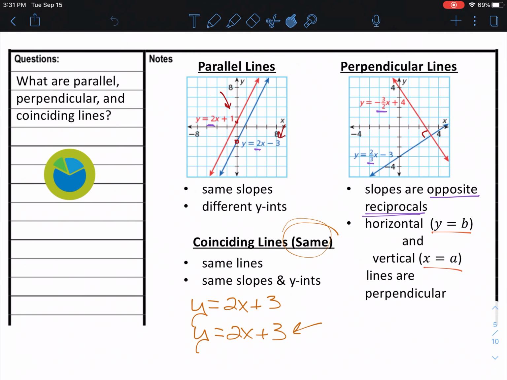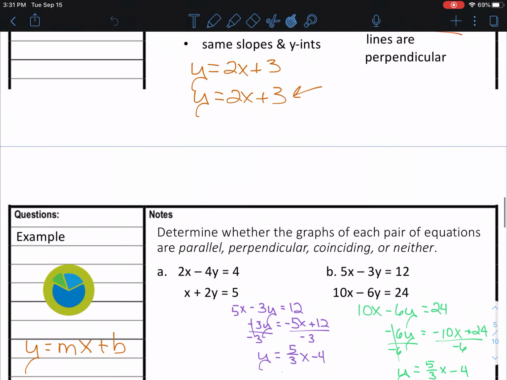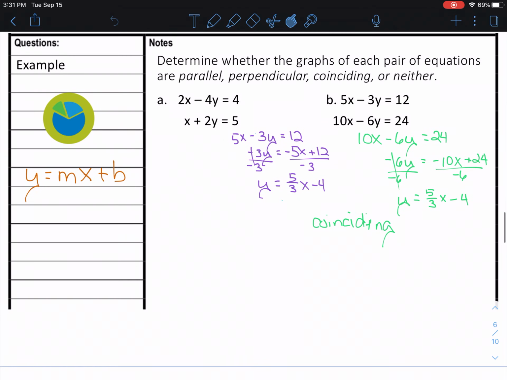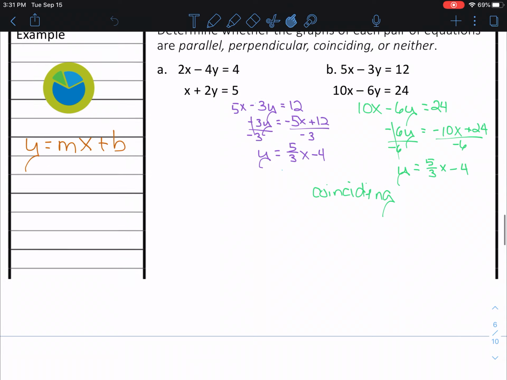Okay, so last time we talked about what parallel and perpendicular lines were and what their characteristics were, as well as what coinciding lines meant. Okay, so today we also discussed how to find whether they're parallel, perpendicular, or coinciding.